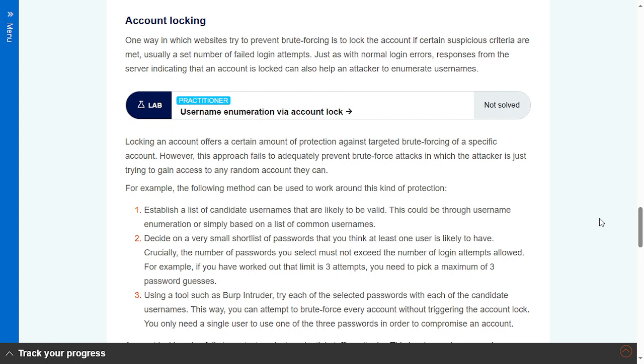For example, the following method can be used to work around this kind of protection. 1. Establish a list of candidate names that are likely to be valid. This could be through username enumeration or simply based on a list of common usernames. 2. Decide on a very small short list of passwords that you think at least one user is likely to have. Crucially, the number of passwords you select must not exceed the number of login attempts allowed. For example, if you have worked out that the limit is 3 attempts, you need to pick a maximum of 3 password guesses.